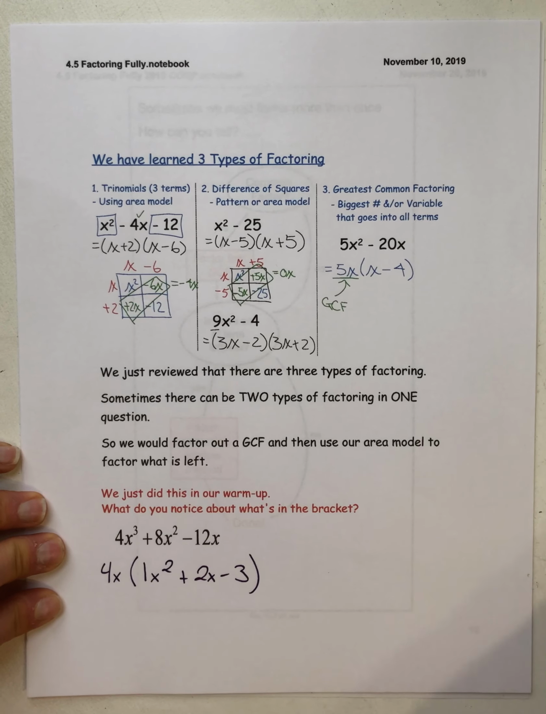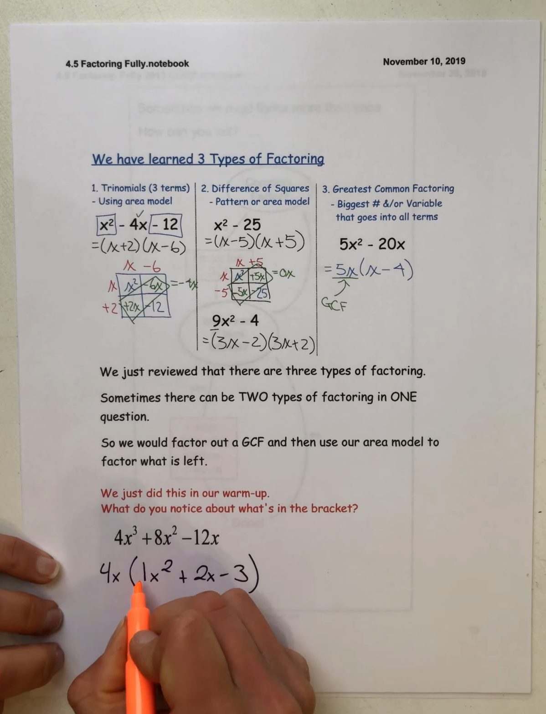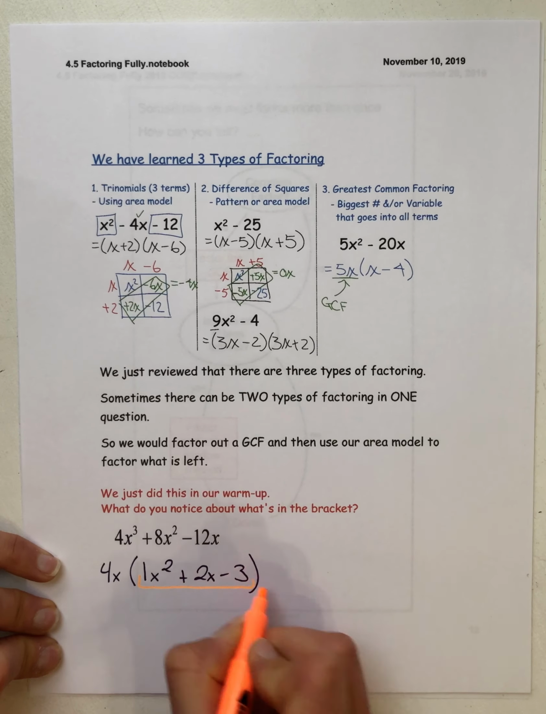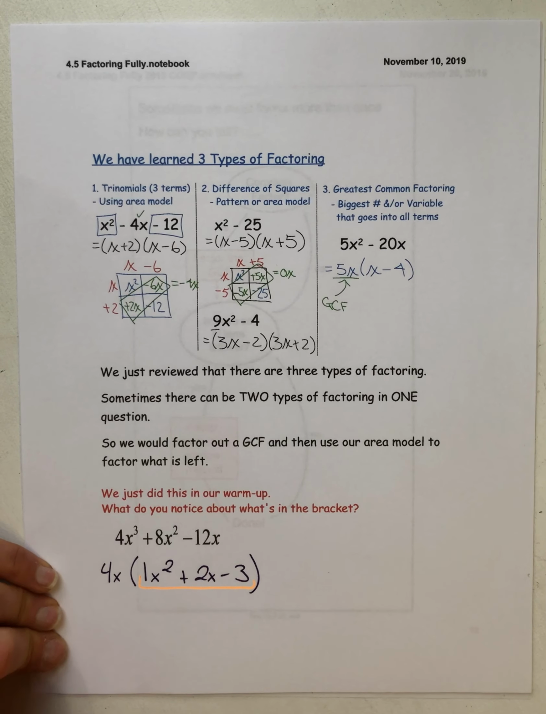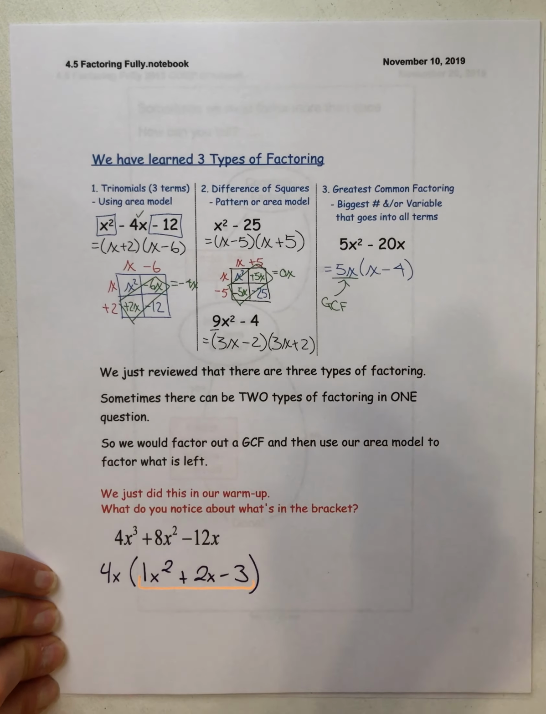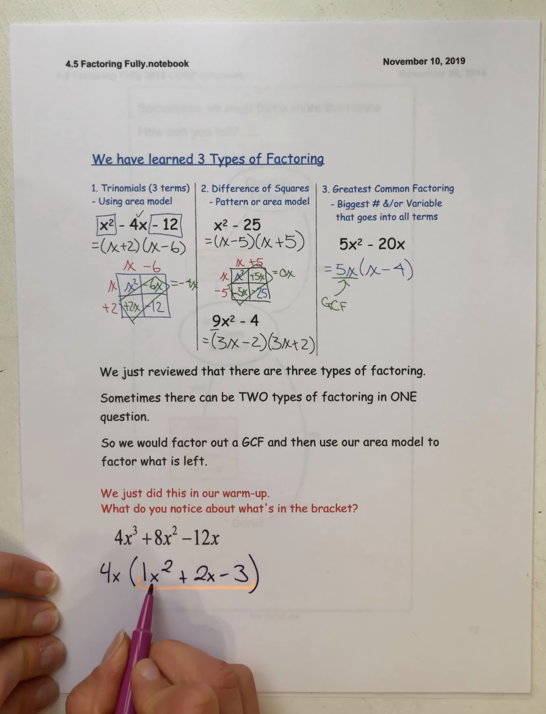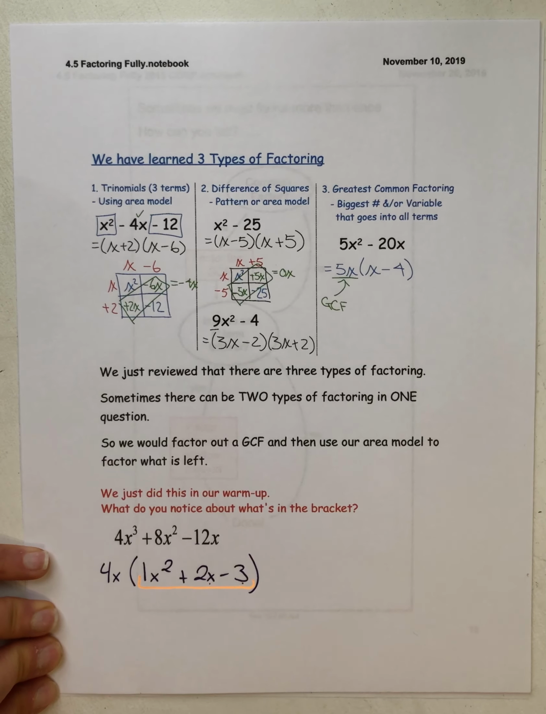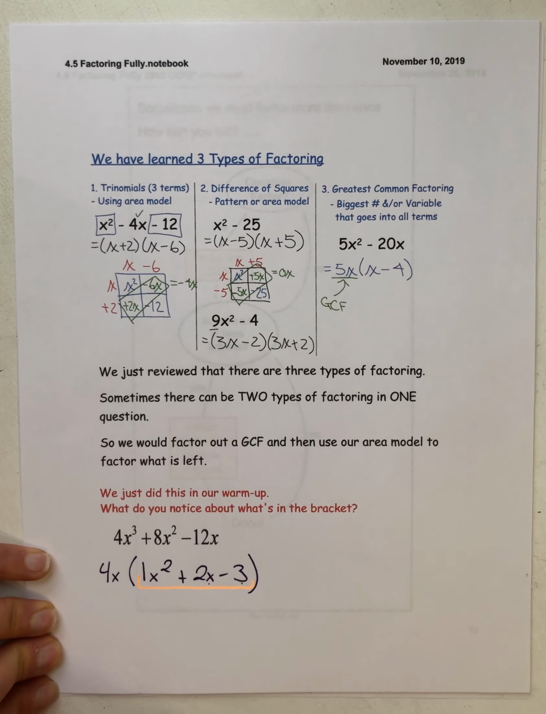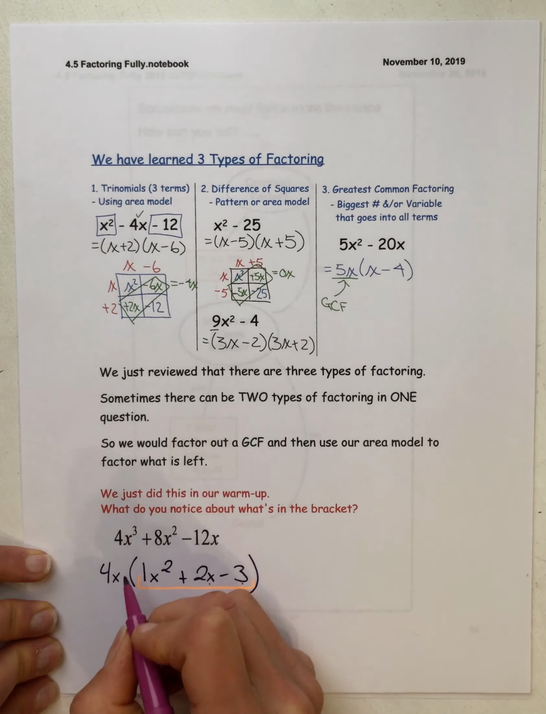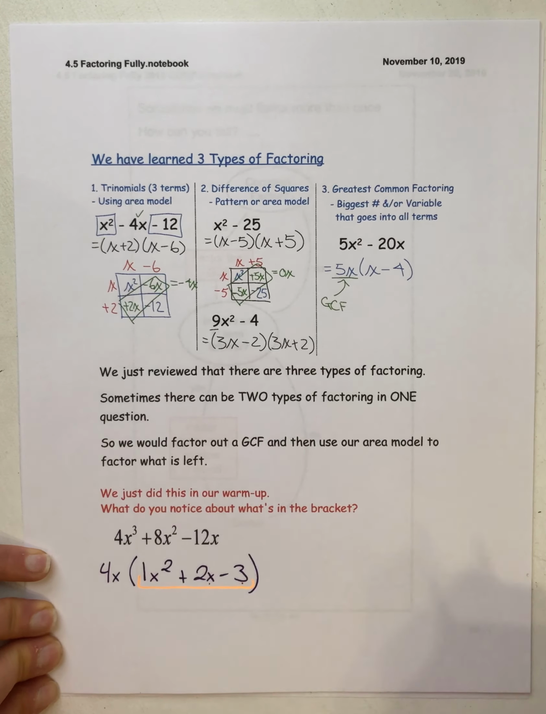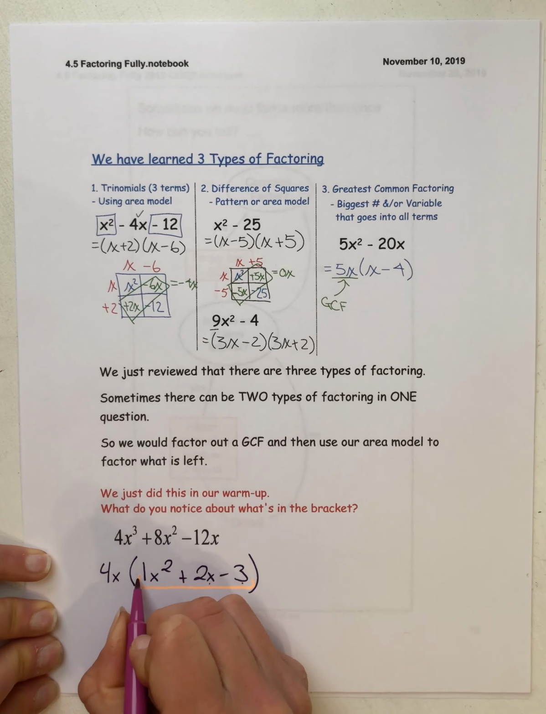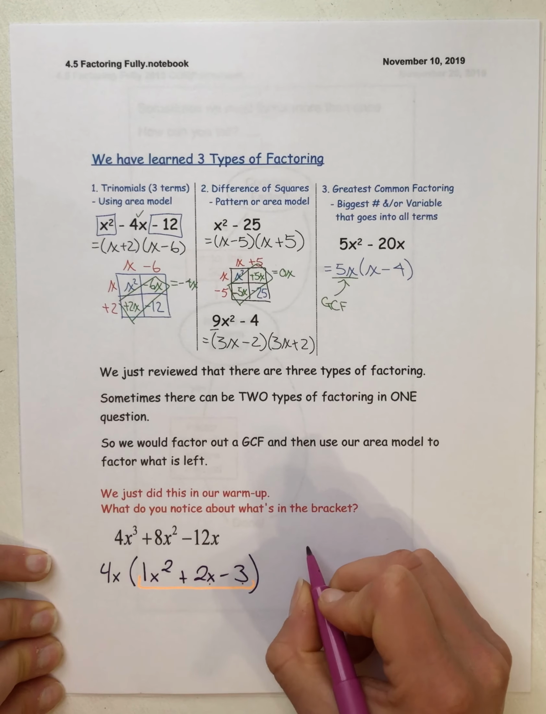Okay, so what can you notice now about the bracket? What does this look like? This is in the same format as our standard format, right? See how it's the exact same looking as this. So it's x squared, x, and a regular number. So what we get to do here is the window method for this. We have 4x out front, and we get to do the window method for the bracket.